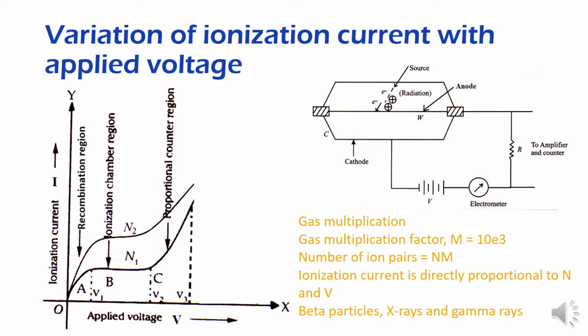Here in this voltage region, the gas multiplication factor M is of the order 10 to the power of 3. That means each electron from the primary ionization will produce 10 to the power of 3 secondary ionizations. So the number of ion pairs in the chamber is given by N into M. N is the number of primary ionizations. M is the gas multiplication factor.